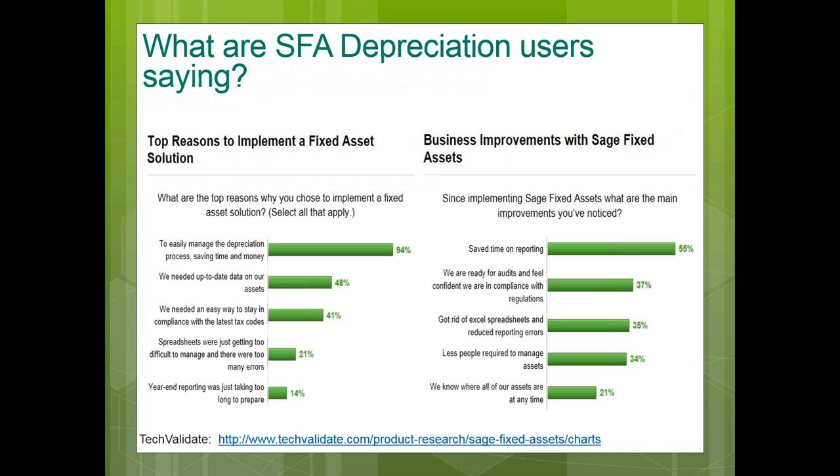Additionally, we surveyed our current depreciation users to ask them their main reasons for implementing a fixed asset software solution, as well as the benefits they found once the solution was in place. As you can see, the main reasons for bringing the solution in were to make the depreciation process easier and ensure tax compliance. After implementing the solution, customers found that they both saved time on the reporting processes as well as gained confidence in the compliance of their numbers.